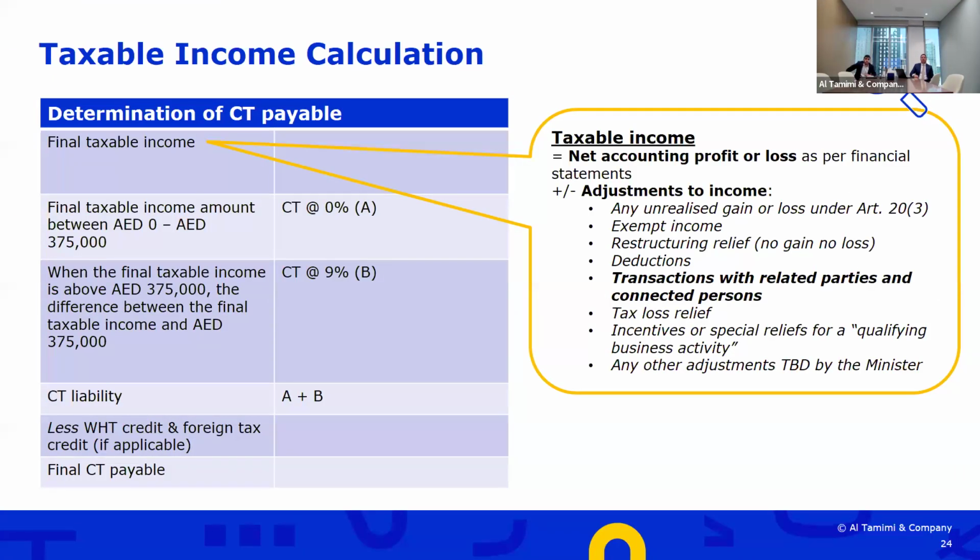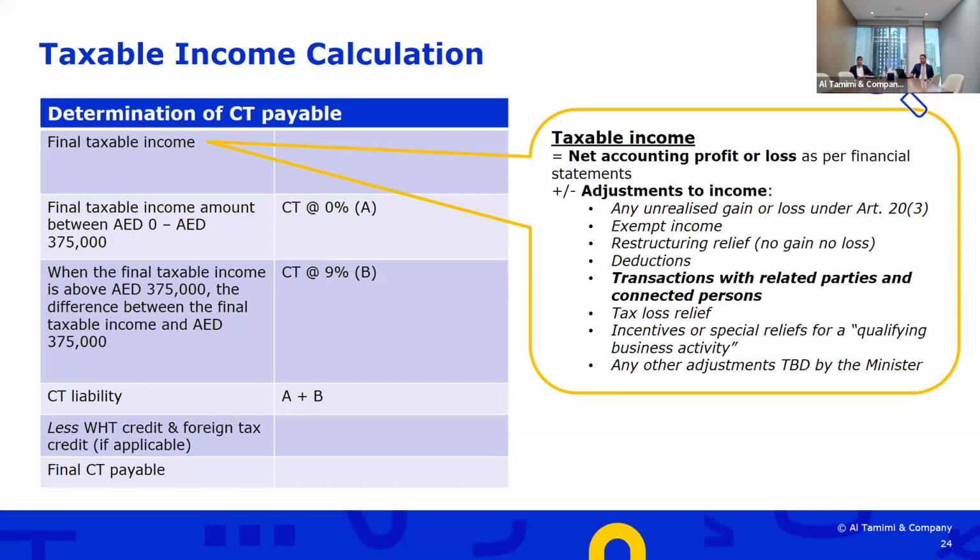And so just to tie that back into how this would look in your tax return, in determining the corporate tax that's payable, ultimately the corporate tax that's payable is based on your net accounting profit or loss. And there are certain adjustments that need to be made in line with the provisions of the corporate tax legislation. For example, taking into account income that is exempt from tax, permissible deductions, tax loss relief, or any other type of relief or adjustments that are prescribed under the corporate tax law or related decisions.